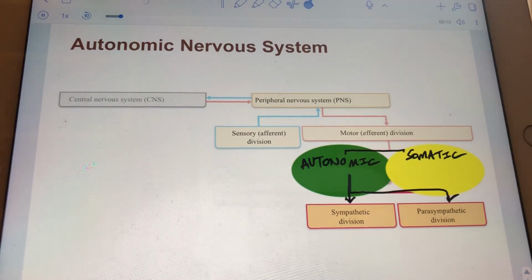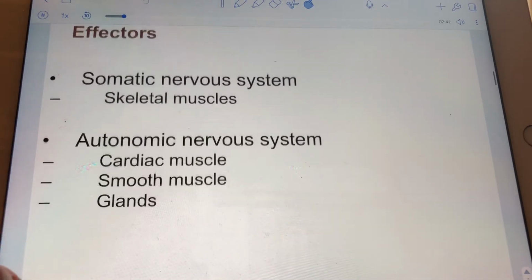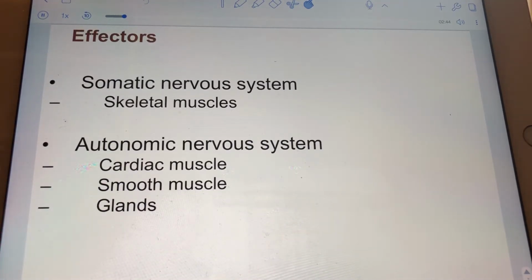Okay? So let's focus on the differences between autonomic and somatic. They're both motor pathways, but they have different effectors. They have different efferent pathways, and the targets that they feature respond differently to neurotransmitters. And that was slide 6, by the way. On slide 7, just a reminder that the effectors of the somatic nervous system are skeletal muscle, whereas the effectors of the autonomic nervous system are cardiac and smooth muscle as well as glands.